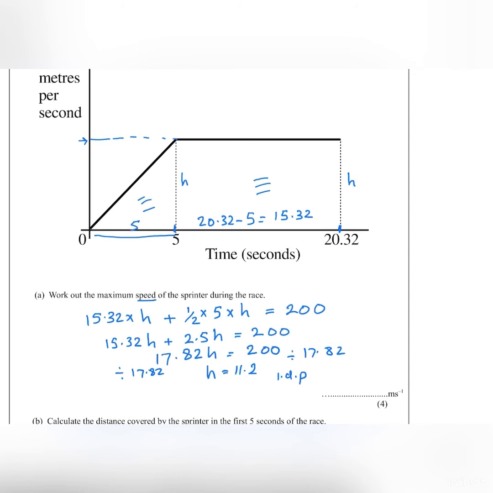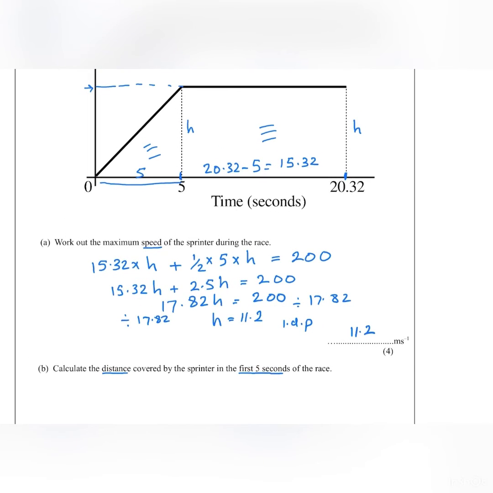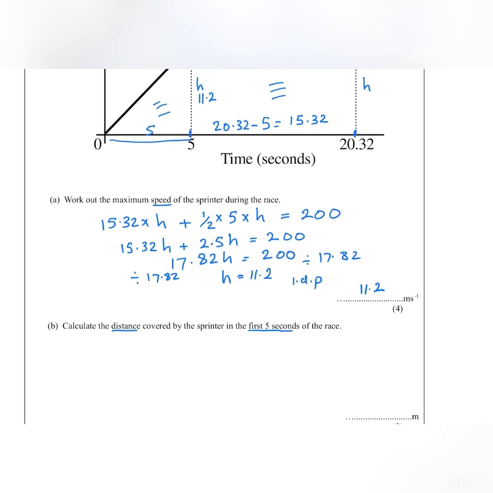Okay, so the maximum speed of this sprinter is 11.2. Now the next part of the question says calculate the distance covered by the sprinter in the first 5 seconds. So for the first 5 seconds we have to find the area of this triangle. The height is 11.2, so let's work out the area of this triangle.